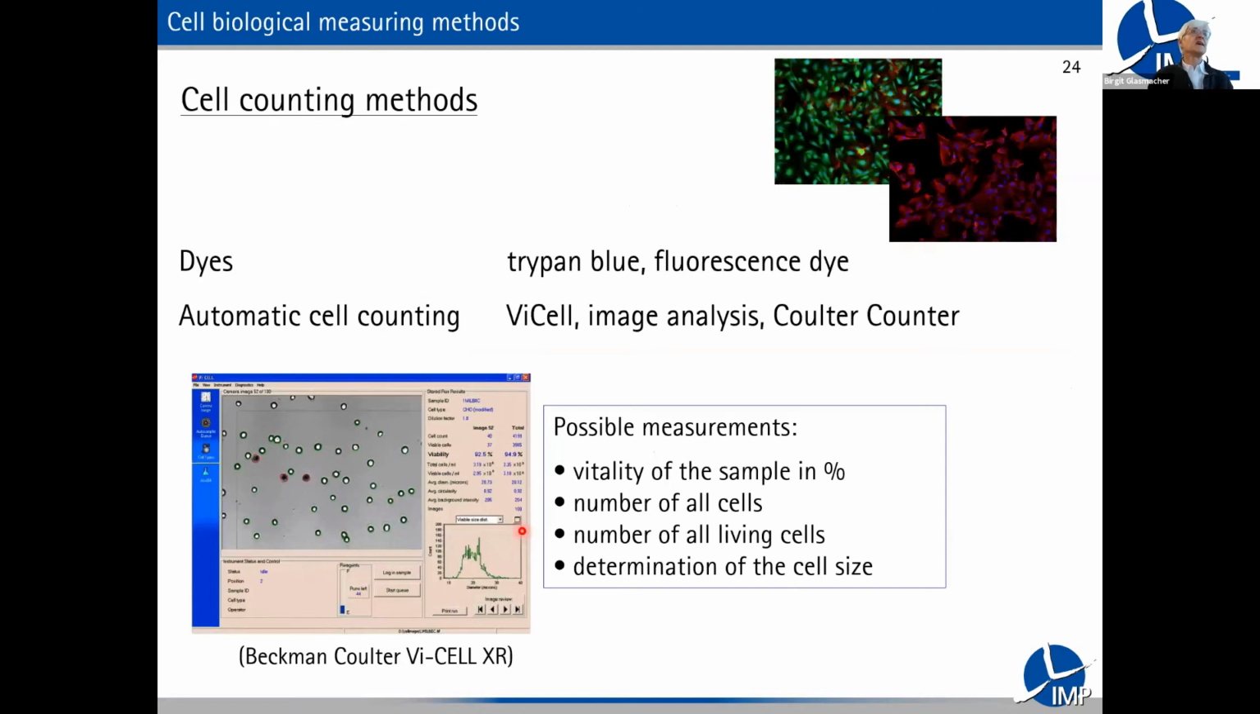Yeah, and then we have the cell counting, or you already heard about the dyes, the trypan blue staining, the fluorescence staining, the automatic cell counting. Here we have an image analysis picture from the Y cell, where we get information. The number of the cells, the number of living cells can also be detected. Cell size, of course, so we can visualize the shrinkage.